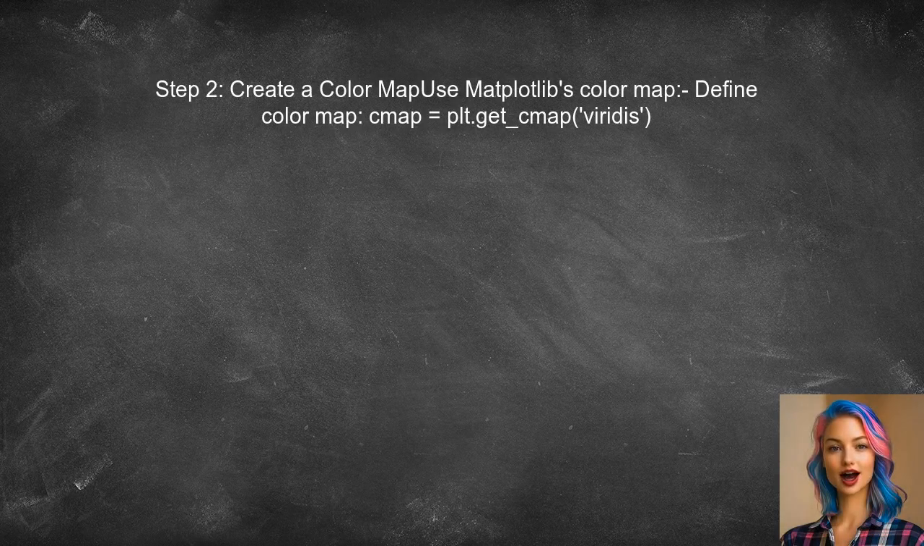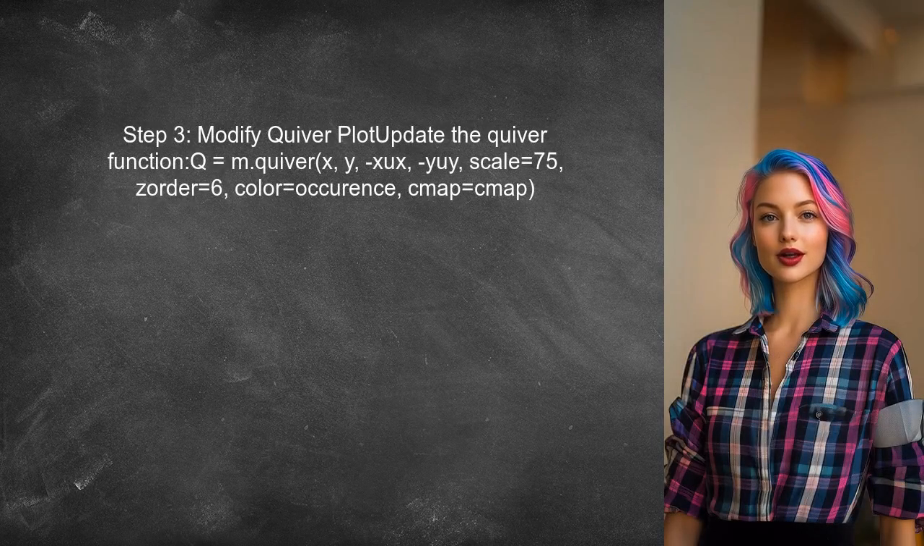Next, the user should create a color map based on these percentages. They can use Matplotlib's color map functionality to achieve this. The user can define a color map that represents the occurrence percentages. Now, the user needs to modify the Quiver plot to include the color mapping. They should pass the occurrence percentages as the color argument in the Quiver function.